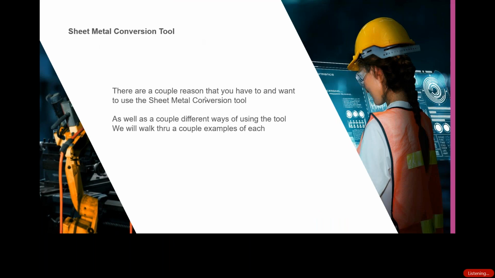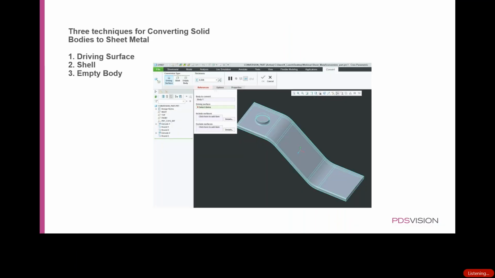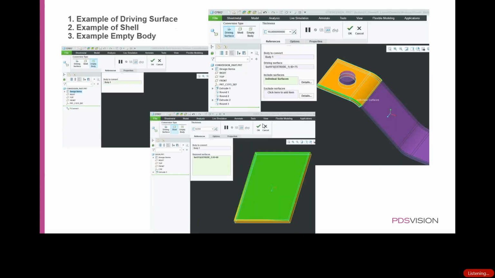So the sheet metal conversion tool: there are a couple of reasons that you have to and want to use it, as well as a couple of different ways of using the tool. We'll walk through a couple of examples of each one. When you first go into converting a solid body, or a solid Creo part, there are three options: driving surface, shell, and empty body. We'll talk through all three of these, some of the differences between them, when one makes sense and when one doesn't, and what I've used it for.